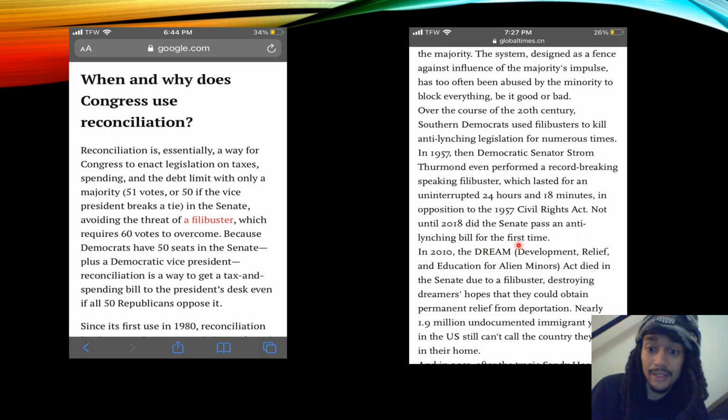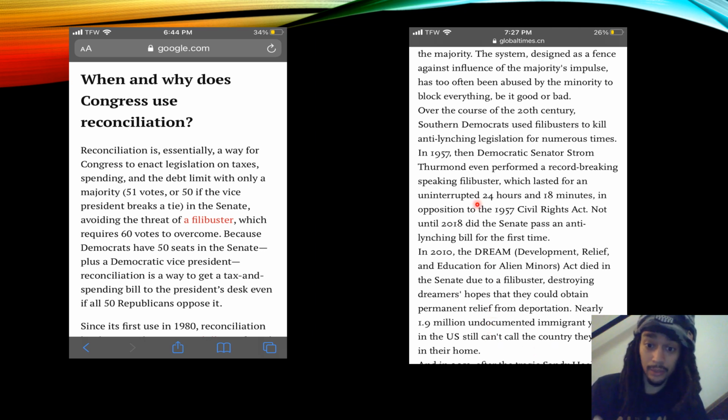Not until 2018 did the Senate pass an anti-lynching bill. In 2010, the Development, Relief and Education for Alien Minors Act died in the Senate due to a filibuster, destroying Dreamers' hopes that they could obtain permanent relief from deportation. Nearly 1.5 million documented immigrants in the U.S. still can't call the country they live in home.